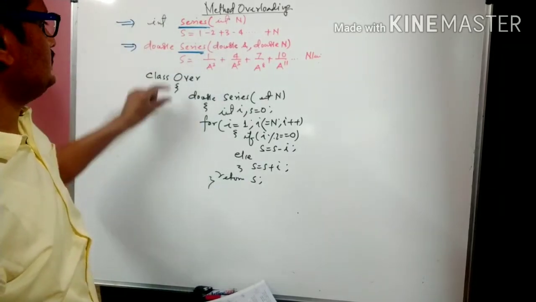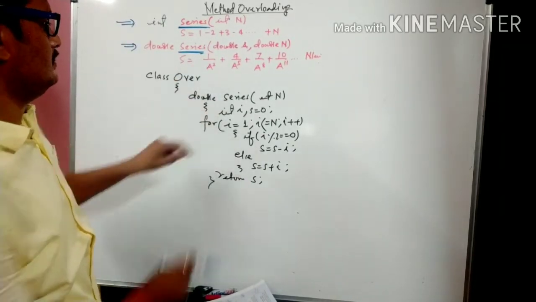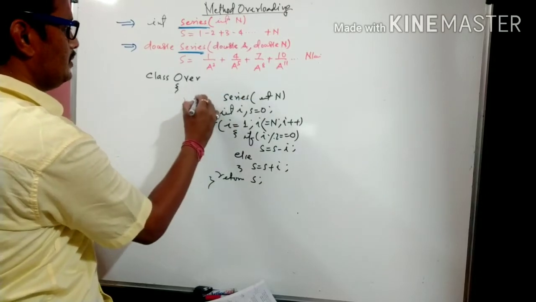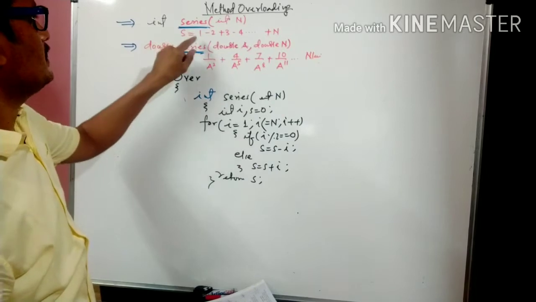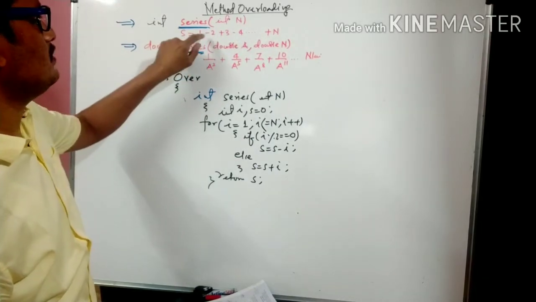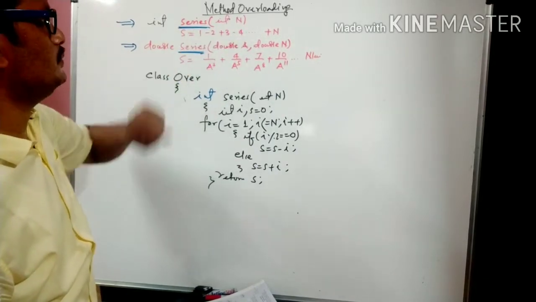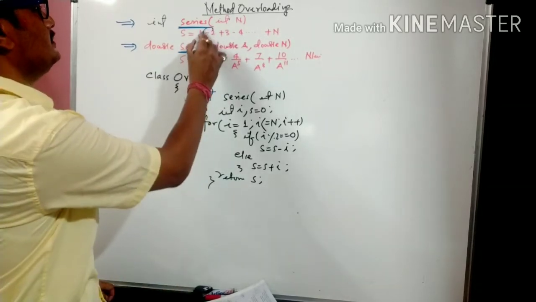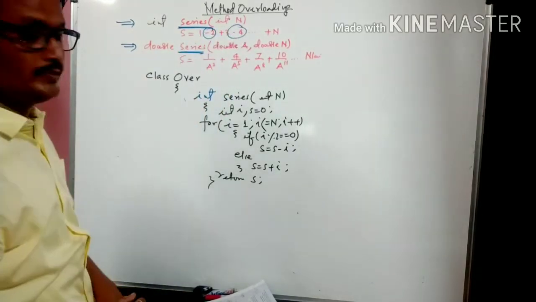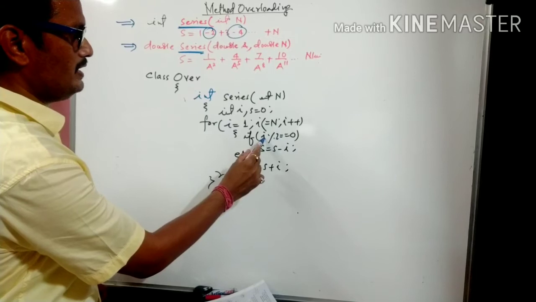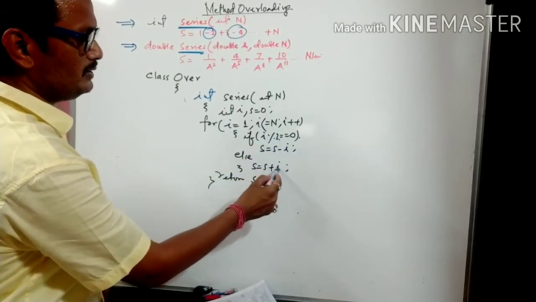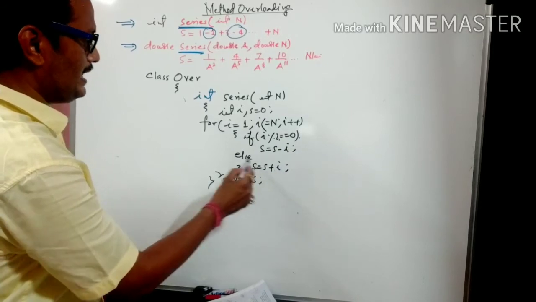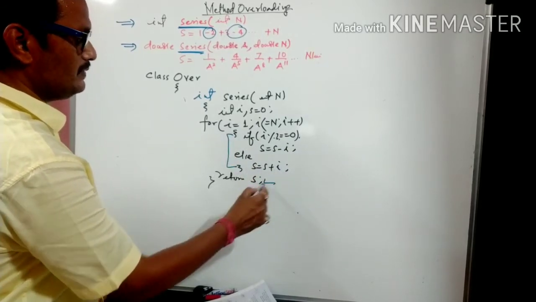So for the first question, in this class, here I have to write integer series. Now it will calculate the sum of the series 1 minus 2 plus 3 minus 4. That means all the even numbers are minus. So when you check this condition, if i modulus 2 equal to 0, s equal to s minus i, else s equal to s plus i. And after calculating, it will return the value of s.